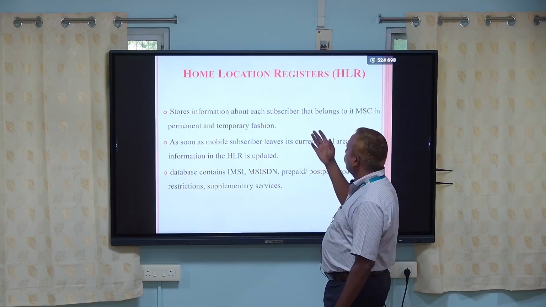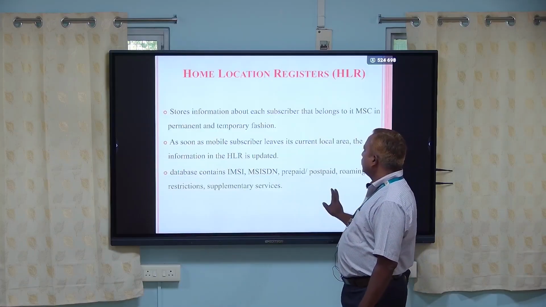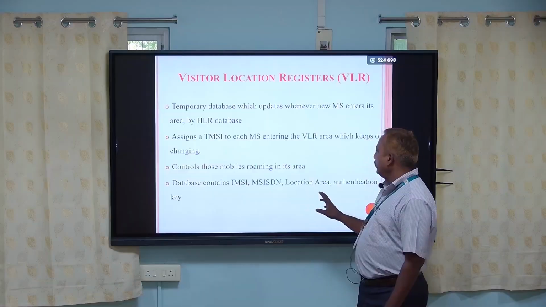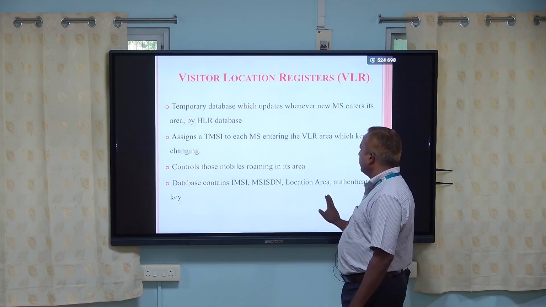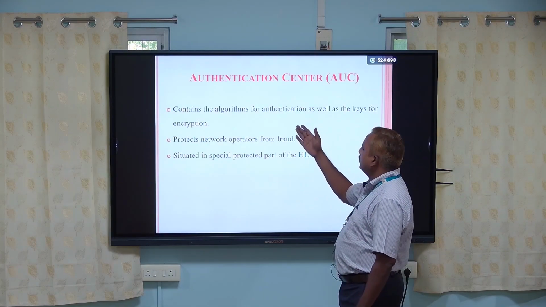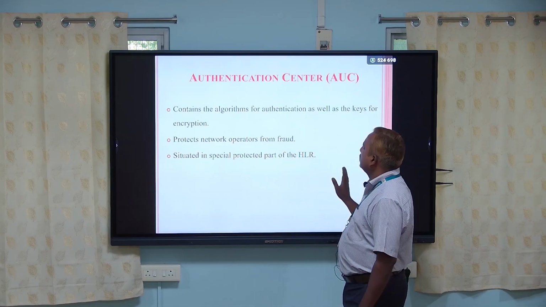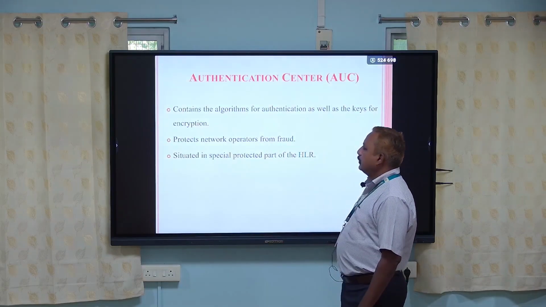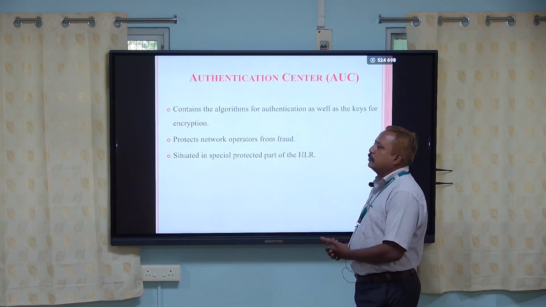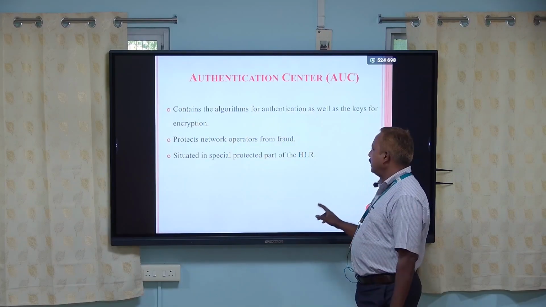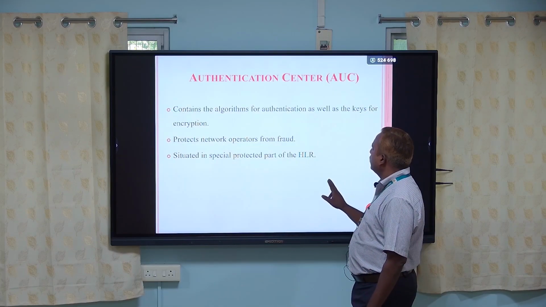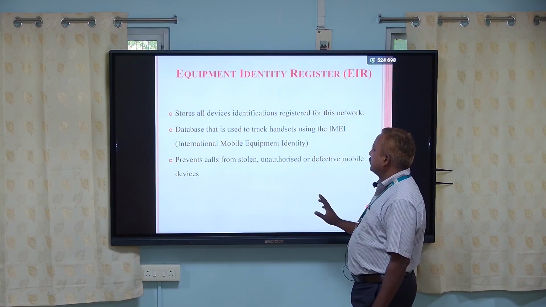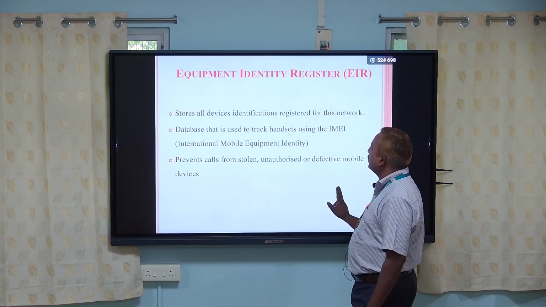And then the home location register, as we discussed, is the local one, and the visitor location register handles roaming from another area. And then the authentication center, already we spoke about this. It protects the network operators from fraud. If other people or other networks try to make illegal use, we can prevent it through the authentication center. And then the EIR, the mobile equipment registration.